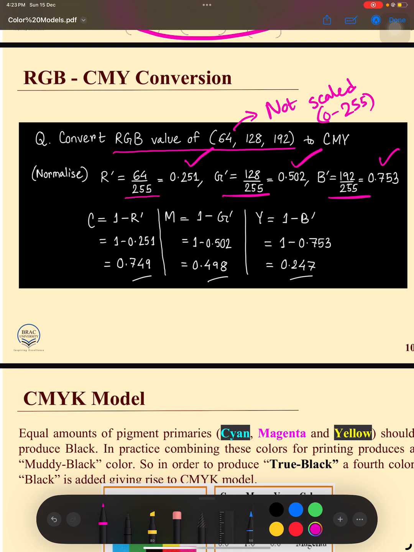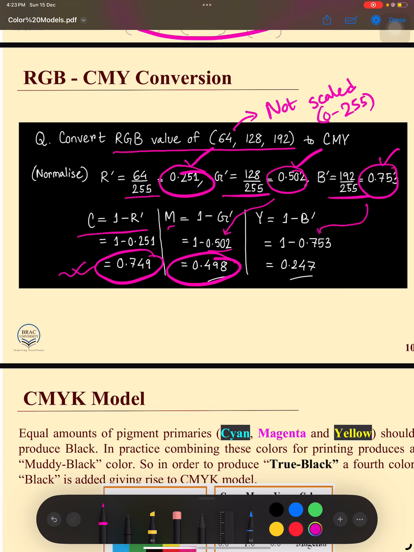How so? We will simply follow the formula which I've just discussed above. C is 1 minus R, so 1 minus whatever we have found here. This is the result of C. 1 minus G for magenta, so whatever we have found here, we have plugged it in here. This is the final CMY result, the magenta result. And for Y, this is 1 minus blue. So whatever we have found here, we have substituted that value here. So we get this answer. So CMY values would be 0.749, 0.498, and 0.247.